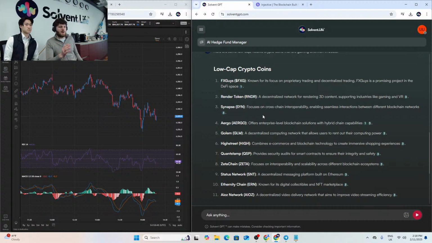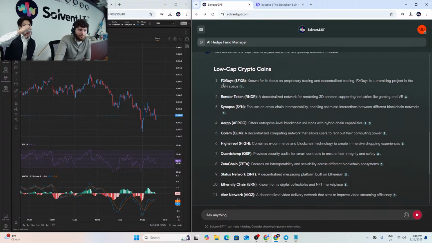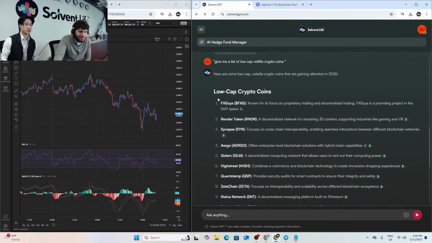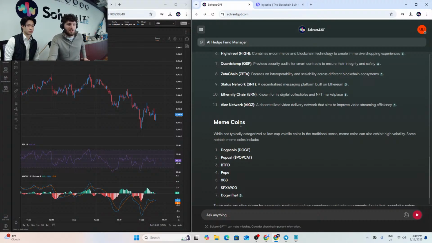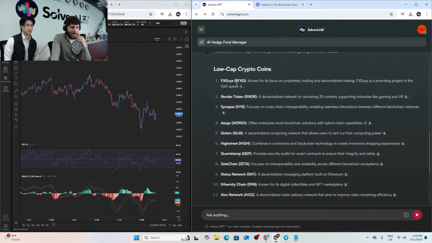Now, to go back to the crypto we were talking about earlier. We asked for a list of low cap volatile crypto coins, and we were given a list of 11 low cap crypto coins and then 7 meme coins that we can potentially take a look at. Now we'll go through each of these. FX guys, I've never heard of this. It has a focus on proprietary trading and decentralized trading, a promising project in the DeFi space.